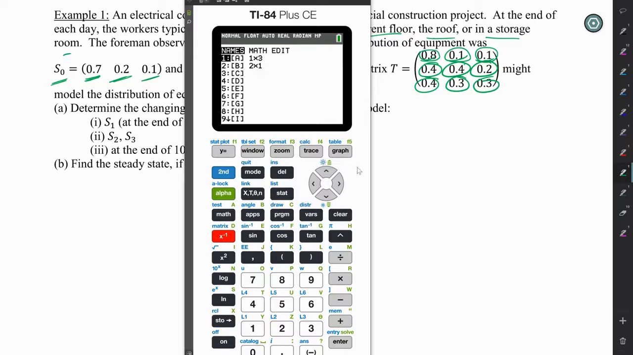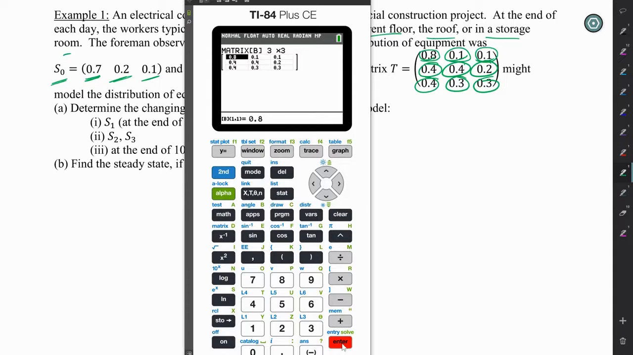So second matrix, I'm going to go over to edit, go down, and this time I have a 3 by 3. So now I have 0.8, 0.1, 0.1, oops, that's 0.4. I'm ahead of myself. Now I have 0.4, 0.4, 0.2, 0.4, 0.3, 0.3.